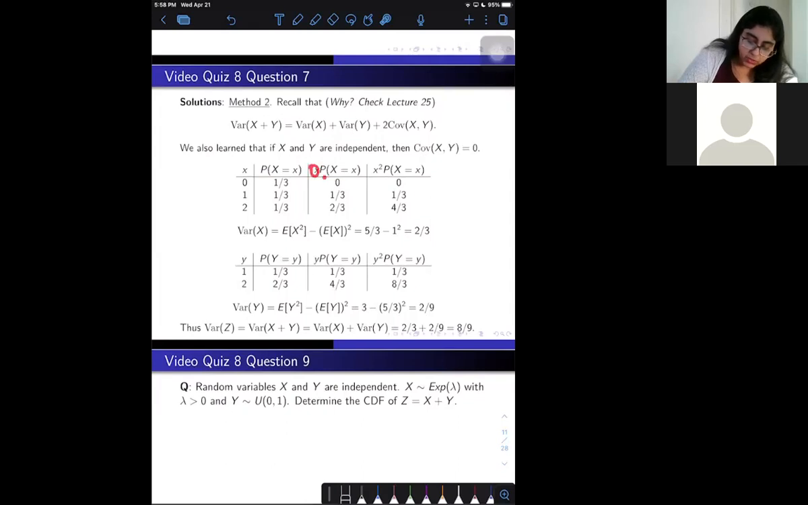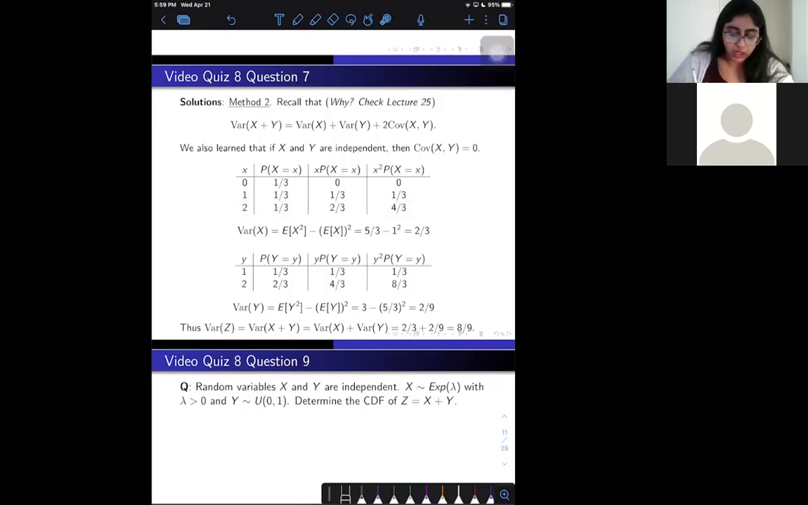So now if you multiply X by these probabilities, we get 0 times 1/3, 0. 1 times 1/3, 1/3. 2 times 1/3 is 2/3. And if we multiply by X squared, we get 0 squared is 0 times this probability 1/3, it's still 0. 1 squared is 1, so 1 times 1/3 is still 1/3. But 2 squared is 4, so 4 times 1/3 is 4/3.